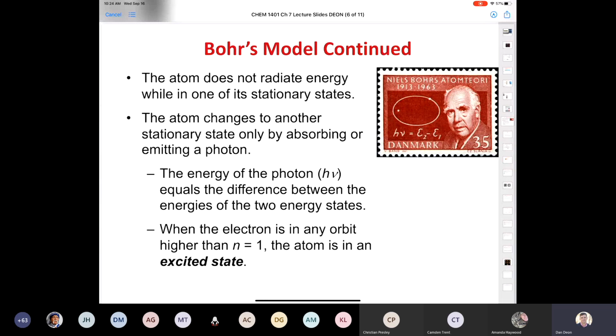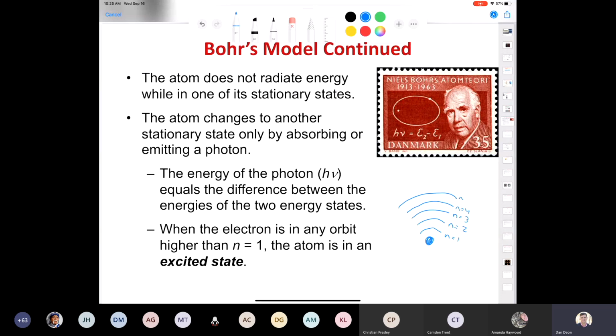So if I draw my nucleus, I'm probably going too slow today, but I just wanted to savor the moment here. I'm not drawing the whole orbit because, as you can tell, it kind of looks like a Wi-Fi signal, doesn't it? Mr. Dion is not that good at drawing. So n is equal to 1, n is equal to 2, n is equal to 3, n is equal to 4, n is equal to 5. I can go up to as many n's as I want. But what it's saying here is that the atom changes to another stationary state by absorbing or emitting a photon.